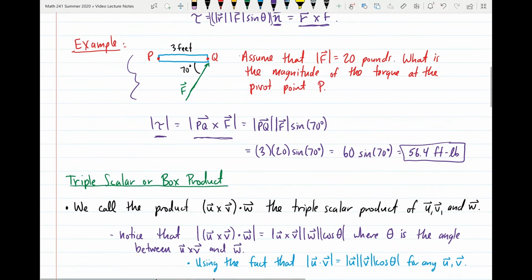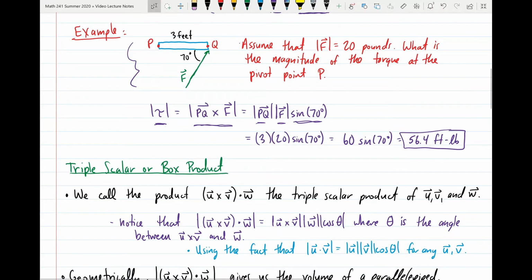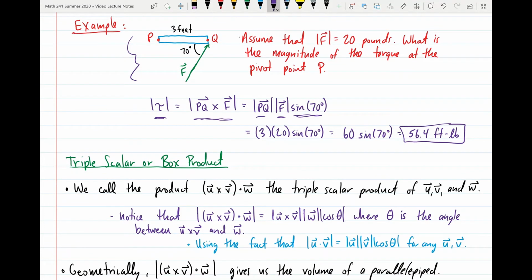And that will be equal to the magnitude of PQ times the magnitude of F times the sine of the angle between them. Now just plugging in some values, we end up with 3 times 20 times the sine of 70 degrees, which is equal to 60 times the sine of 70 degrees. Then you can just plug that into a calculator, and you find out that the torque is about 56.4 foot-pounds, where foot-pounds is the unit for torque here.